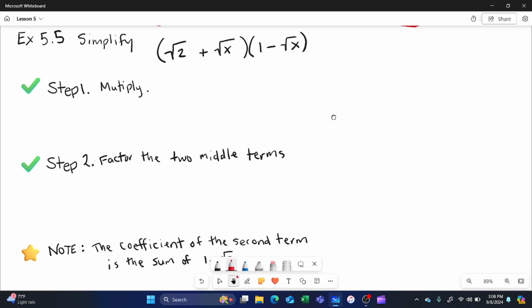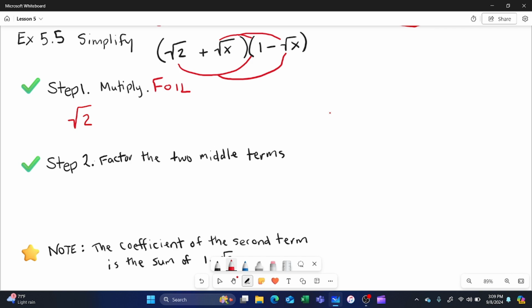Example 5.5, they want us to simplify that. All right. I don't like this one. All right, I can see easily we got parentheses here. We're going to use the FOIL method. Firsts, outers, inners, lasts, right? So we have the firsts, the outers, the inners, the lasts. Square root of 2 times 1. Anything times 1 is itself. So we're going to have the square root of 2 as our first term.